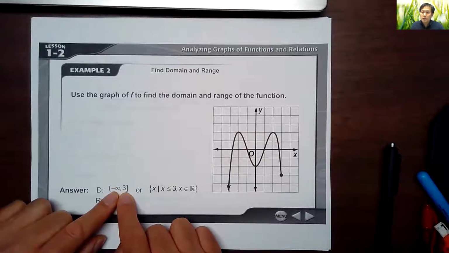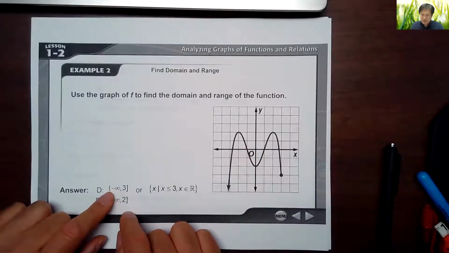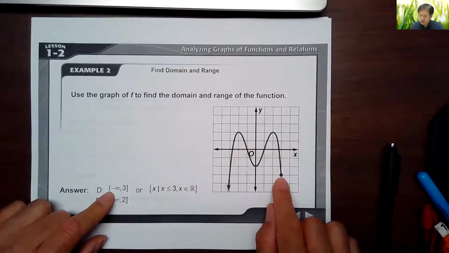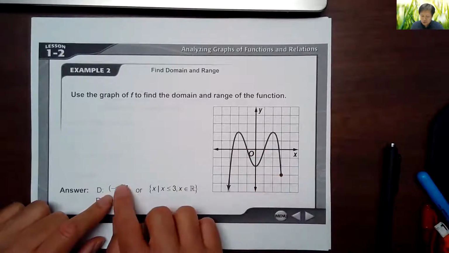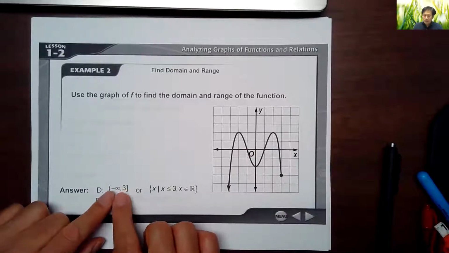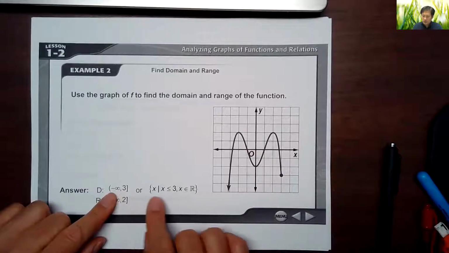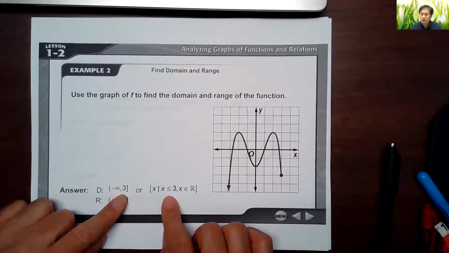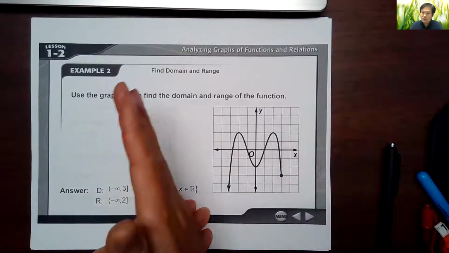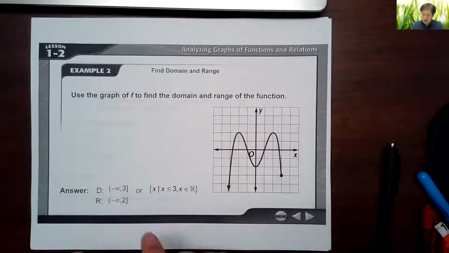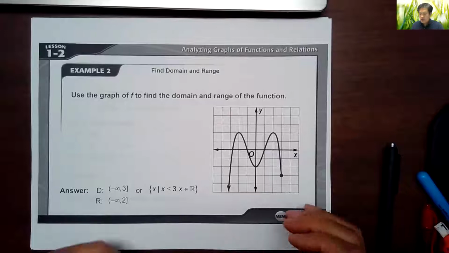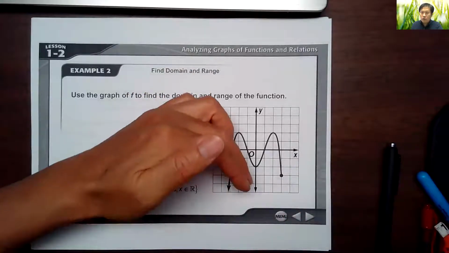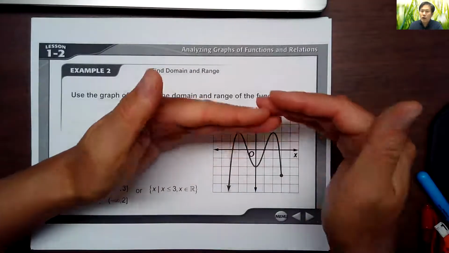Infinity, whether positive or negative, is always a parenthesis. If you look at 3, it's a solid dot, so you use a bracket here. Interval notation or inequality. Inequality: x is less than or equal to 3. That's it. Range. Range means how low to how high.